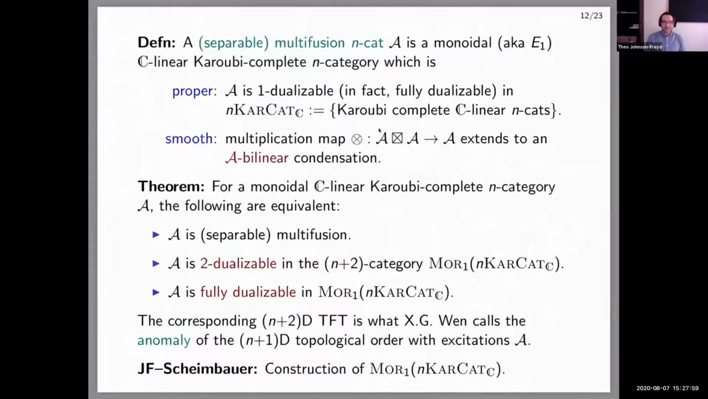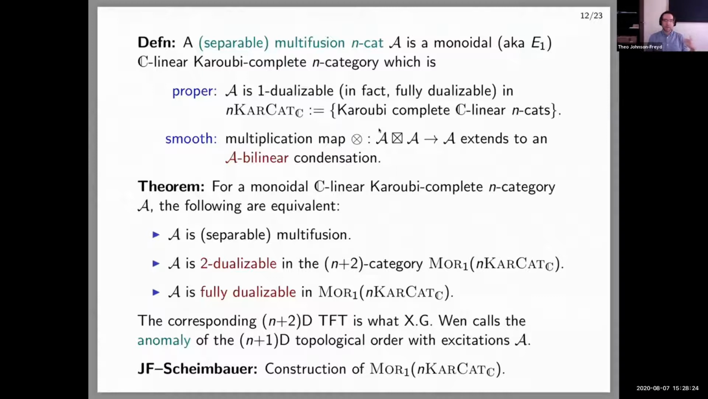And what I'm calling more 1 is what Claudia called alg1, except that what I'm calling more 1 is the unpointed version, and that matters only to Claudia. And I should say this fact that two dualizable implies fully dualizable, this is kind of peculiar to the fact that I'm using C-linear Karoubi complete and no further completeness.